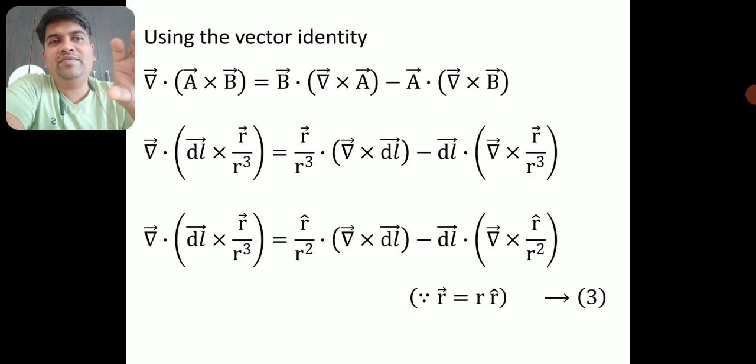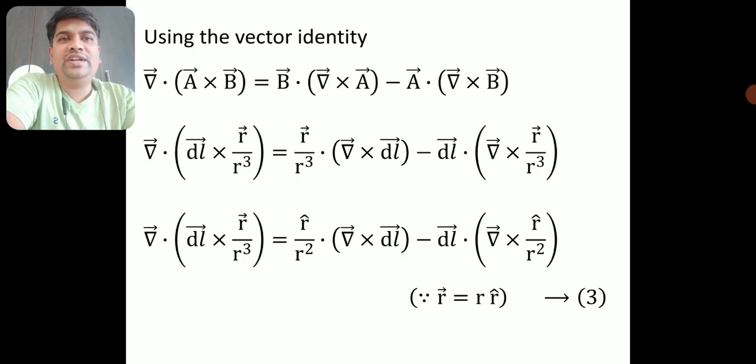I have to write the second term first. r by r cube is the second term, dot the curl of the first term. The curl of the first term is curl of dl, minus the first term, dl, dot the curl of the second term. The curl of the second term is r by r cube. So I have written this identity and applied it to the divergence of dl cross r vector by r cube. Let me simplify this further.